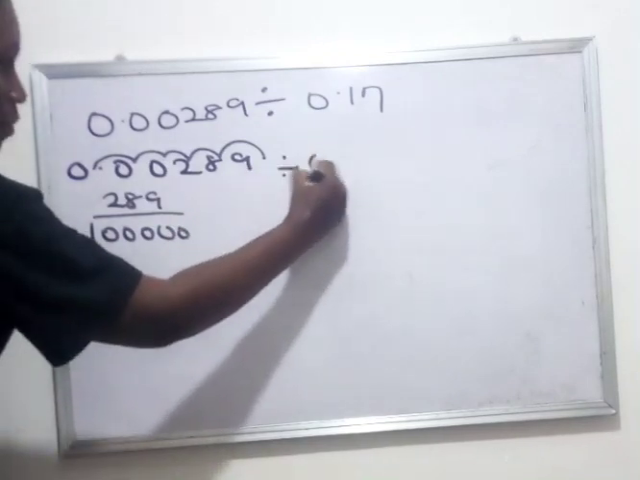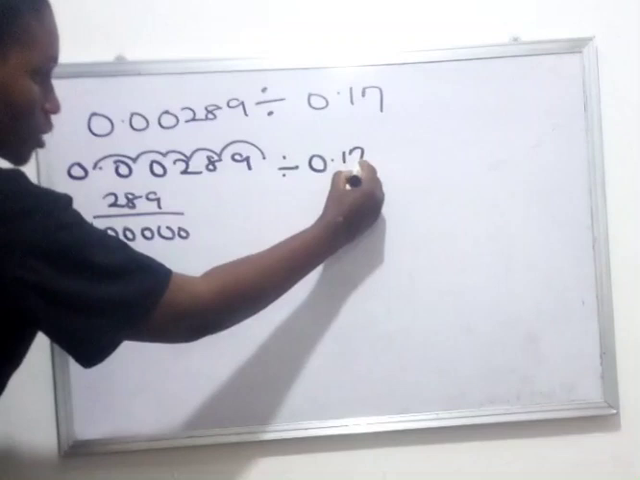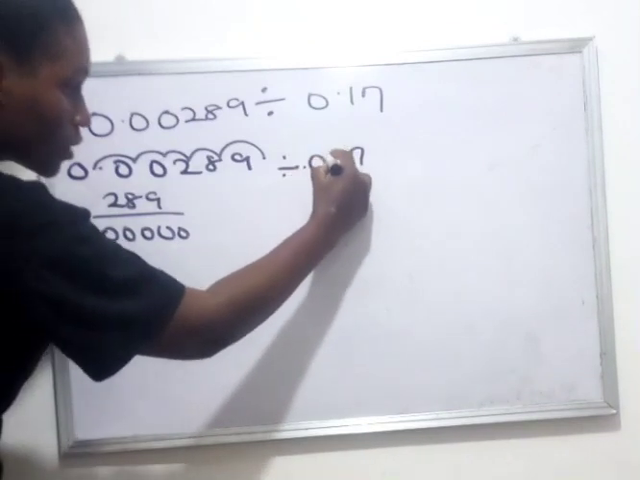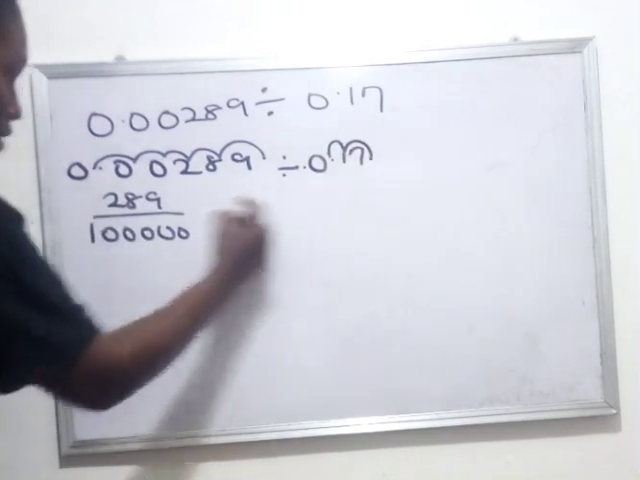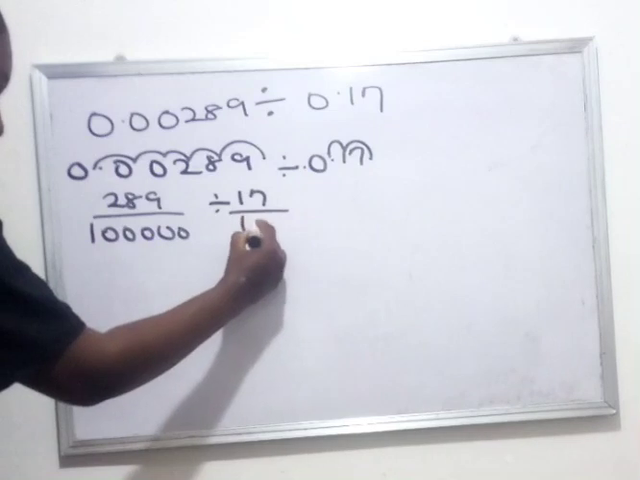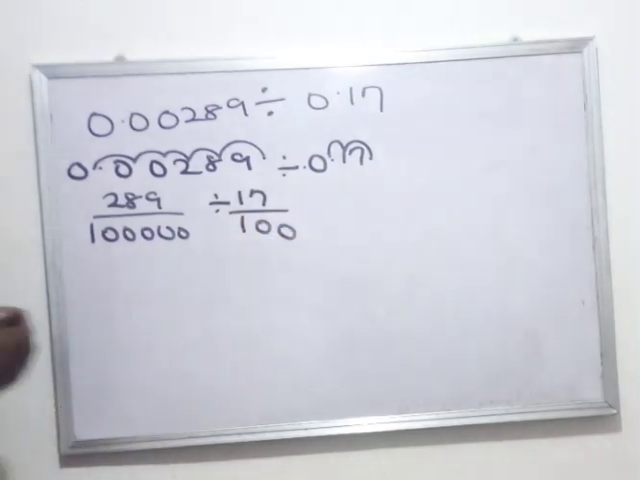Divided by 0.17 can also be written as, we move the decimal point to where we want it to be, 1, 2. So it can be written as 17 over 1 and 2 zeros, which is 100.